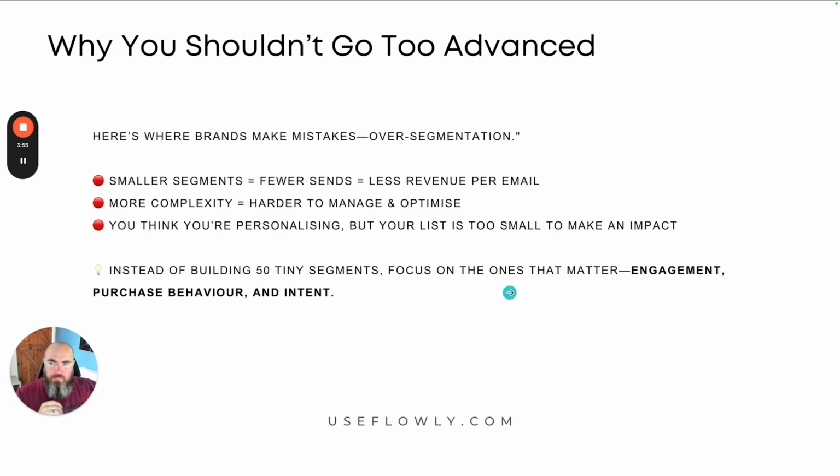Okay, so why you shouldn't go too advanced? Quite simply, it's over-segmentation. Smaller segments equal fewer sends, which equals less revenue overall or per email, depending on how you want to measure that. More complex also means harder to manage and optimize. You end up putting a lot of time and energy into creating these really complex segments to try and over-personalize, and it doesn't really achieve anything. Like I said, you think you're personalizing, but your list is too small to make an impact.